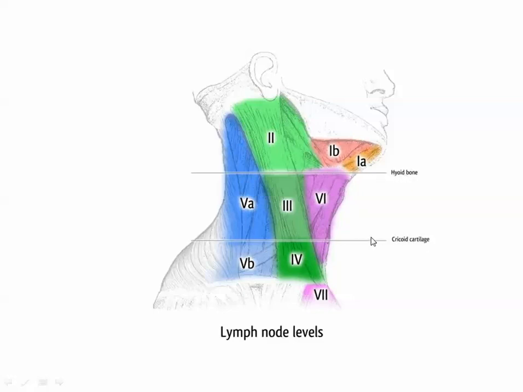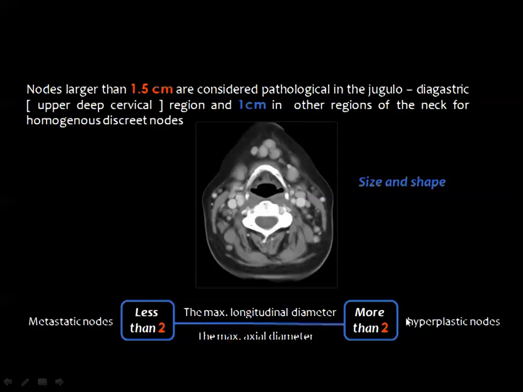They are divided by the hyoid bone and the level of the cricoid cartilage. Then we have the posterior group of lymph nodes. These are finally the supraclavicular lymph nodes. And it is usually considered on imaging that lymph nodes within the range of 1.5 centimeters are considered hyperplastic lymph nodes, but lymph nodes in other regions of the neck are considered pathologic if they reach 1 centimeter in size.